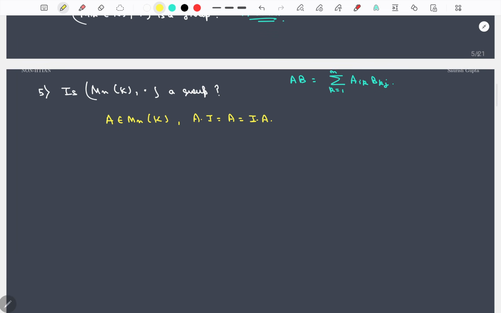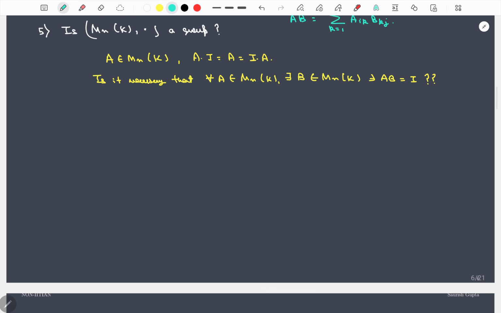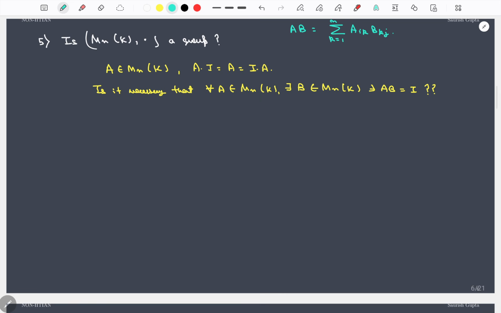But the second problem is that, rather I should write it in this way. Is it necessary that for every A in M_n(K), there exists B in M_n(K) such that AB is equal to identity? Now we know from our class 12 level that this is not necessarily true, because for this to happen we know that we are working with square matrices.